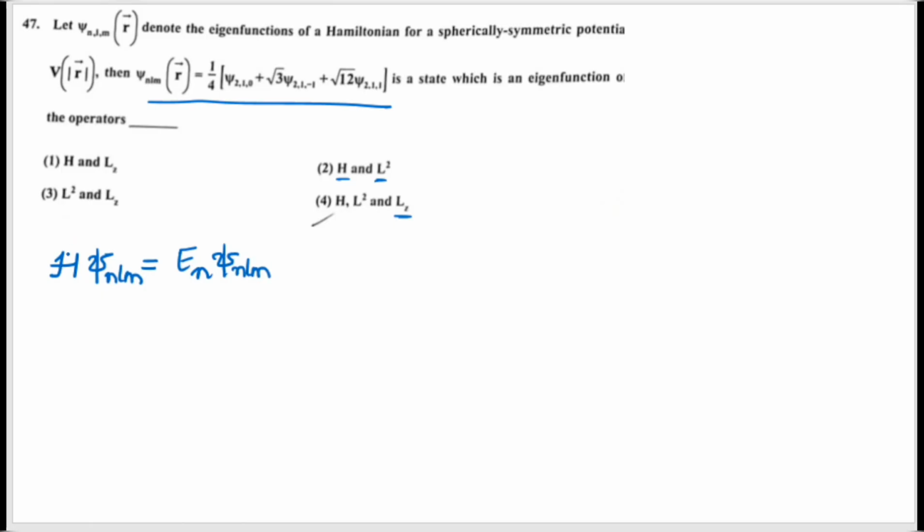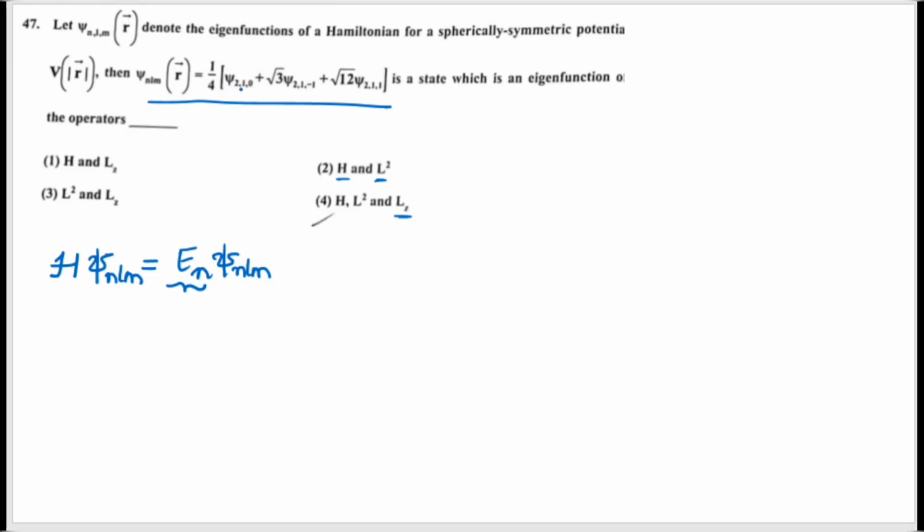So when the operator acts on the state function, it gives you the eigenvalue, and the state function remains as it is. This is what it tells. Now what they are asking: this state function is an eigenfunction of which operators? So this eigenvalue, what is it depending on? It is depending on n, that is the principal quantum number.